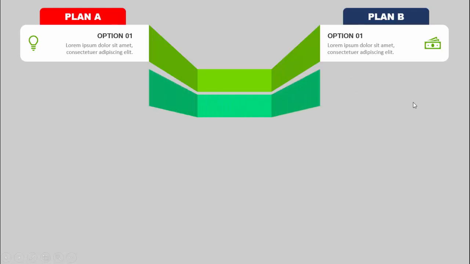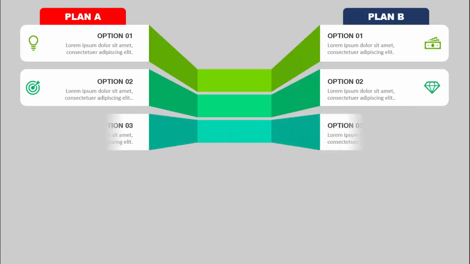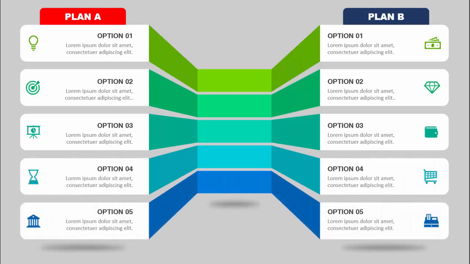So when I click, then comes the option 2, then the option 3, different color combination, option 4 and option 5. So depending on your requirement, you can increase or decrease the options.